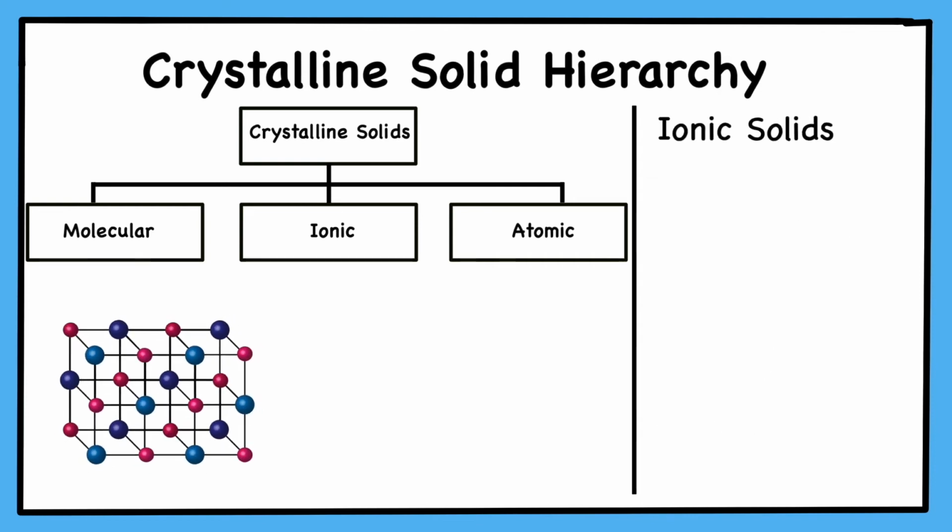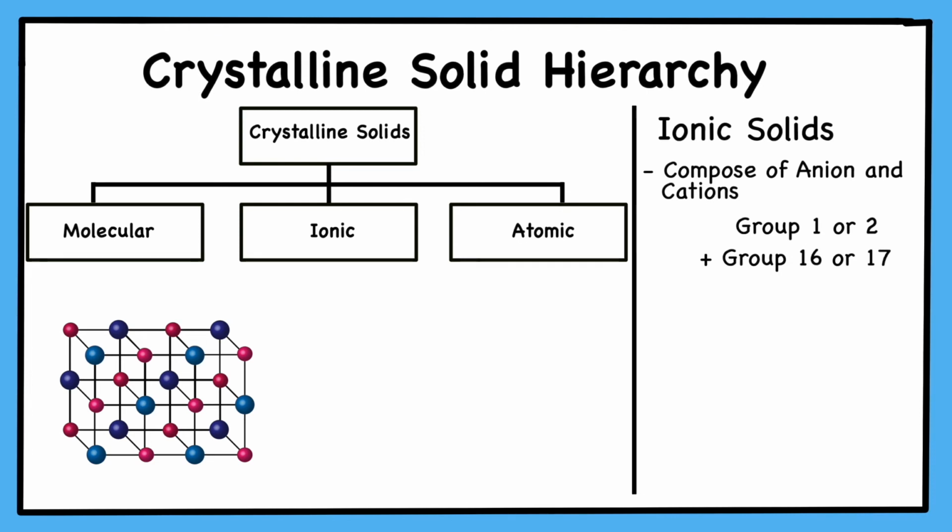Ionic crystalline solids consist of alternating positively charged cations and negatively charged anions. These ions that make up the unit cell can be monoatomic or even polyatomic. The most common type of ionic crystalline solids are a combination of the group 1 or 2 metals, or your group 16 or 17 nonmetals, or a non-metallic polyatomic ion.